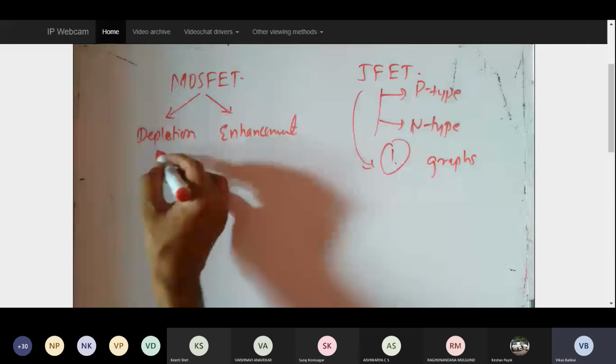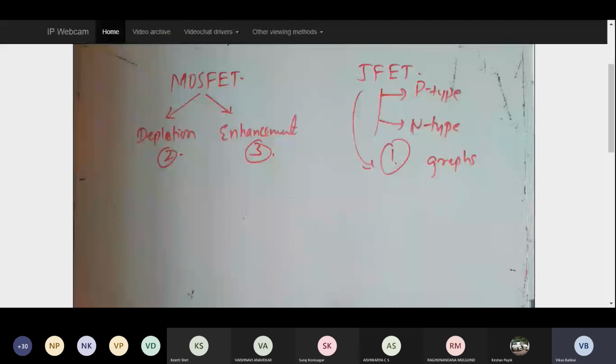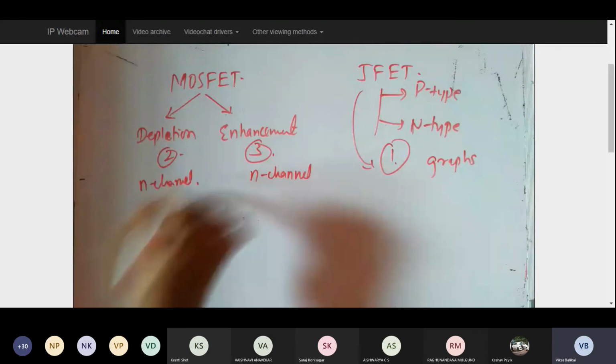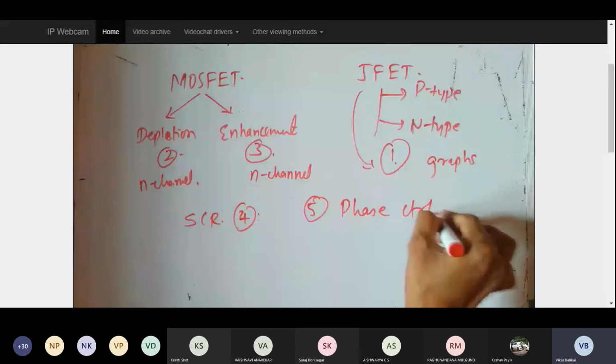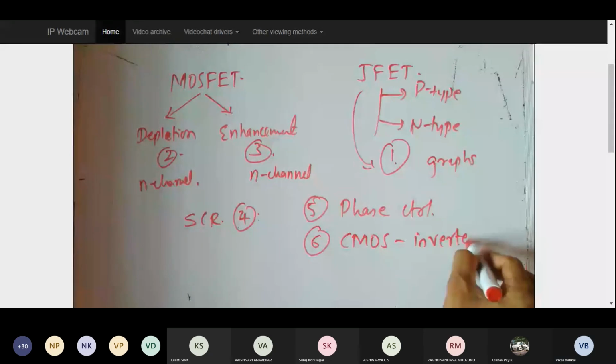Let us not bother much about P and N. You have to redefine your answer the moment the question is restructured, whether they ask N channel or P channel. You have to change your answer based on that. So you just remember one concept of N channel, and this is also N channel, remember it. So this is about the three concepts. Then came the SCR, the fourth one, then the fifth one being the phase control application, the sixth one being CMOS logic, where you started to learn about the inverter or the NOT gate, and lastly numericals.